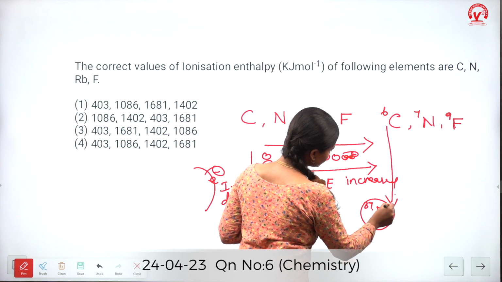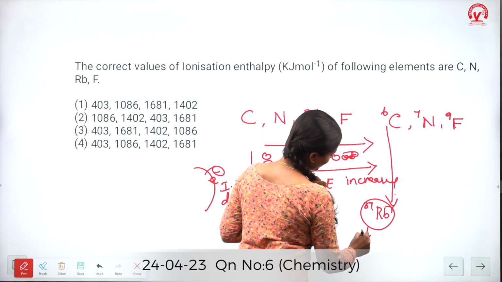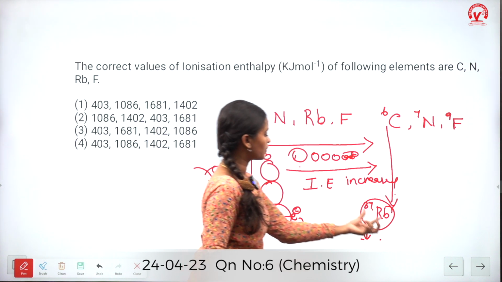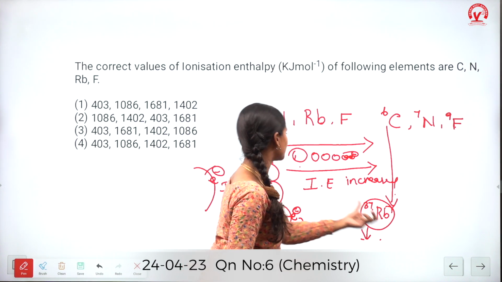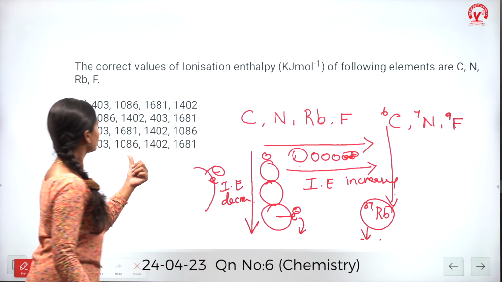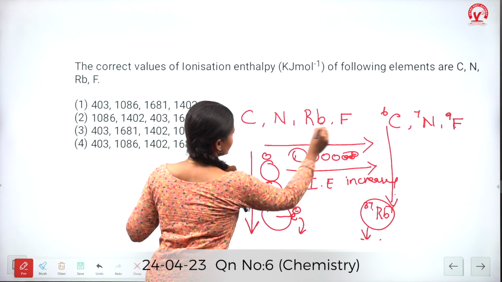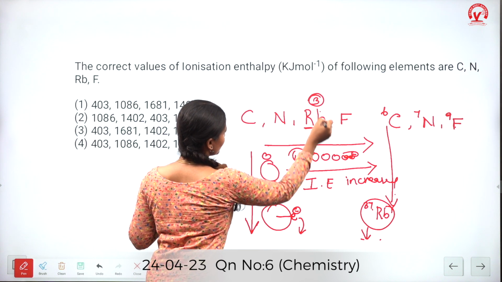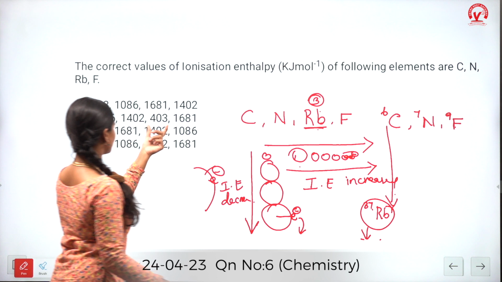So it needs low energy to remove the electron from the outer shell. So rubidium has a low ionization enthalpy value. Here, rubidium is present in third position. So the lowest ionization enthalpy should be in third position.